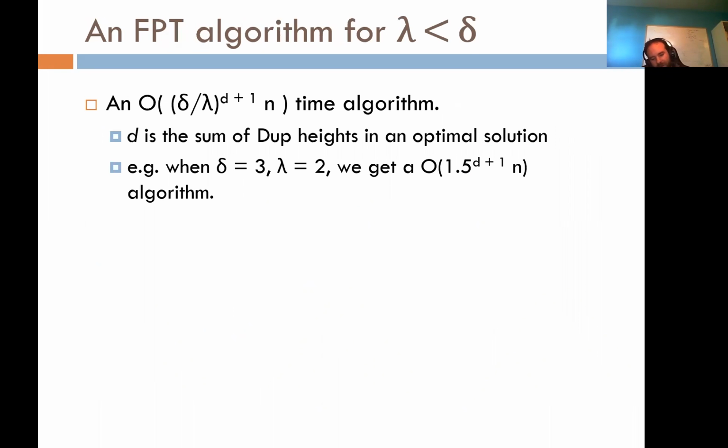But the more interesting case is when the loss cost is smaller. It's NP hard because we showed that it's NP hard when this is equal to 0. It was the result from before. But we did get this type of FPT complexity algorithm where it's FPT in the ratio between the costs and D, where D is the sum of duplication heights in your optimal solution. Okay, and it's a reasonable algorithm when the gap is not too large.